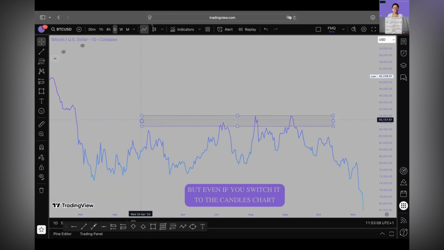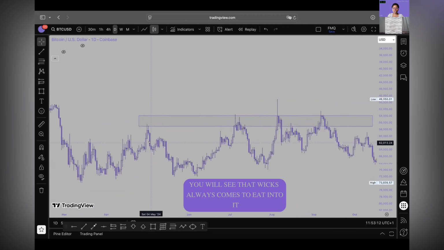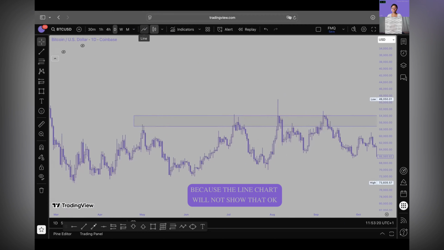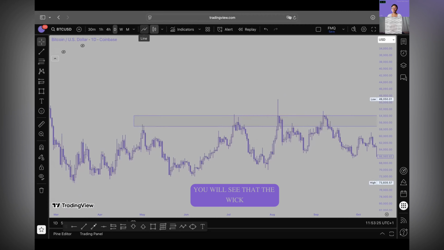But even if you switch it to the candlestick chart, you will see that wicks always come to eat into it. So that's why I always recommend that when you're finding your key zones, you use both the line chart and the candlestick, because the line chart will not show that price got there. But when you switch to the candlestick, you will see that the wick has actually come to that place. So the wick is also valid, in as much as the full body is great. The wick is also valid.